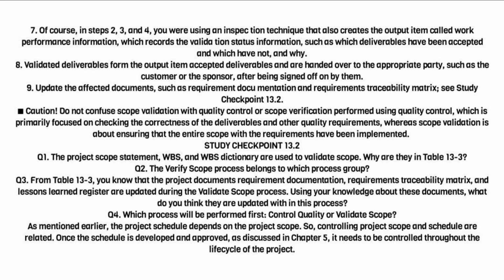Q3. From Table 13.3, you know that the project documents requirement documentation, requirements traceability matrix, and lessons learned register are updated during the validate scope process. Using your knowledge about these documents, what do you think they are updated within this process? Q4. Which process will be performed first, control quality or validate scope?